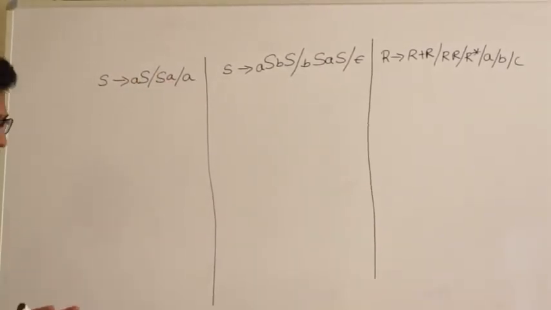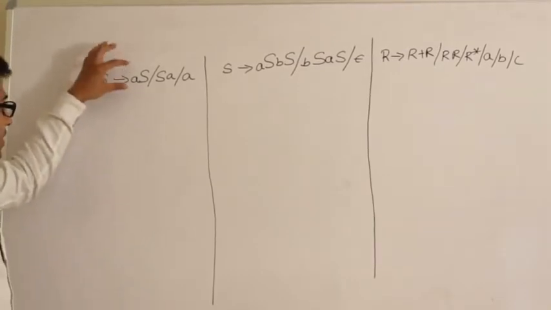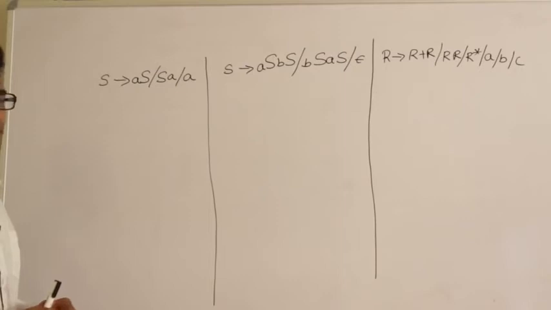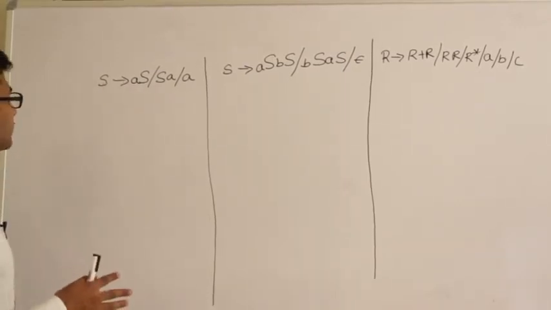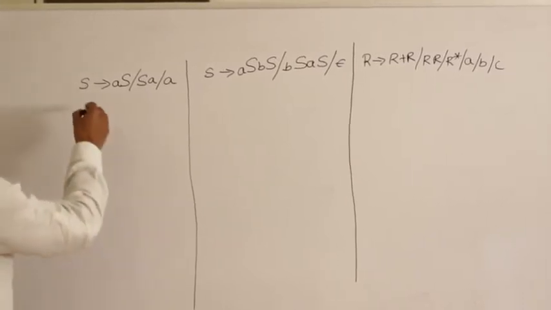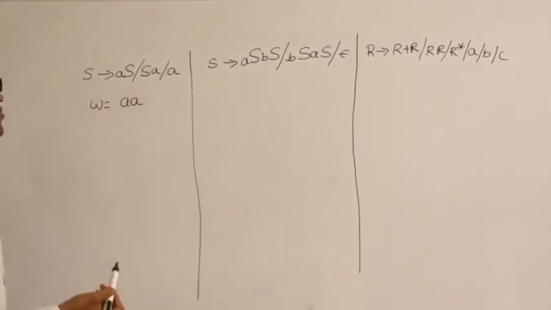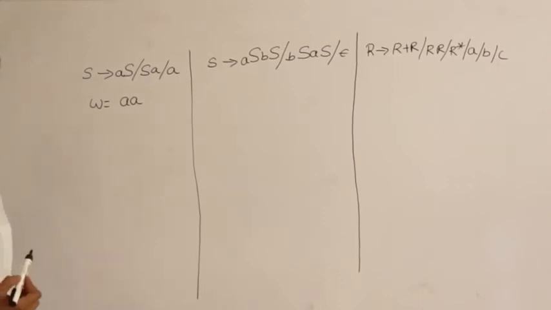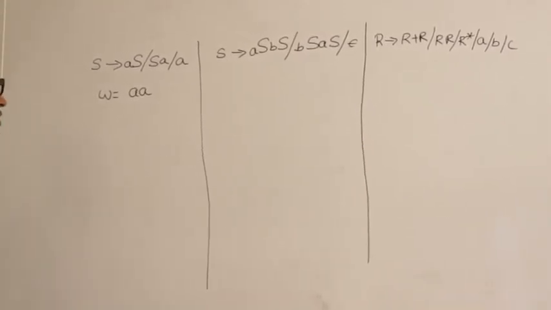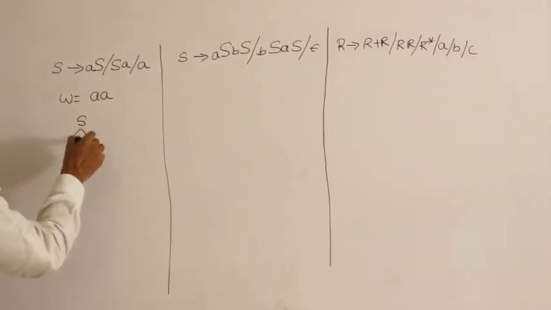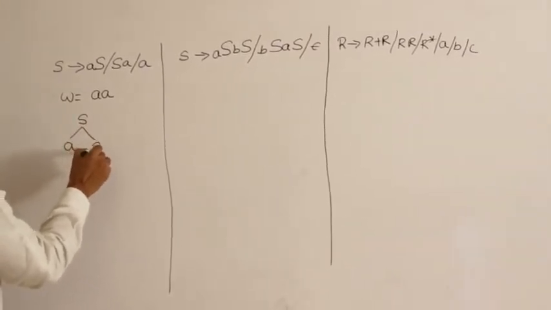A grammar is said to be ambiguous if for any string which is derived from this grammar we get more than one parse tree. So for example, given this grammar, tell me a string which is generated by this. I'm guessing that the string AA might give me more than one parse tree. How do I know it? I'm just guessing it. There are no direct methods.